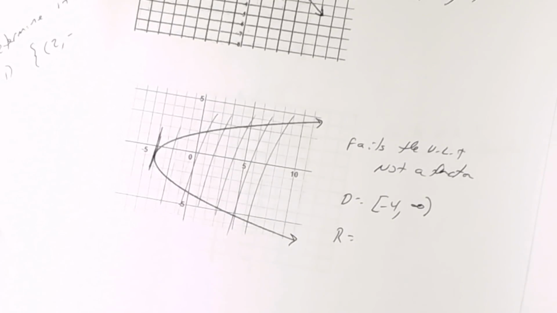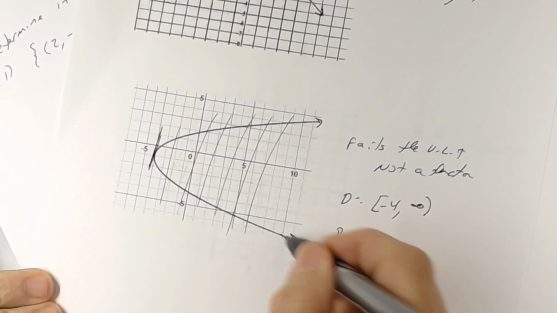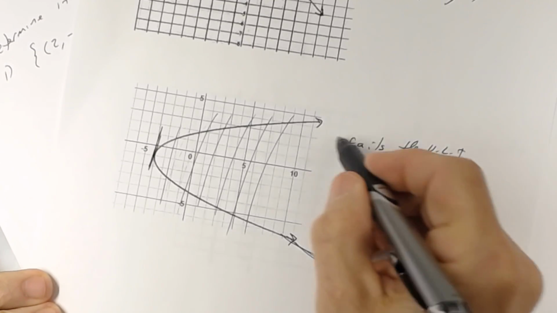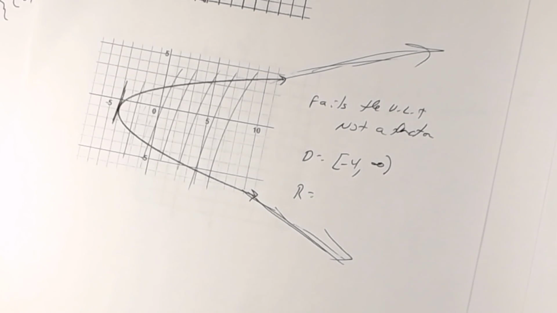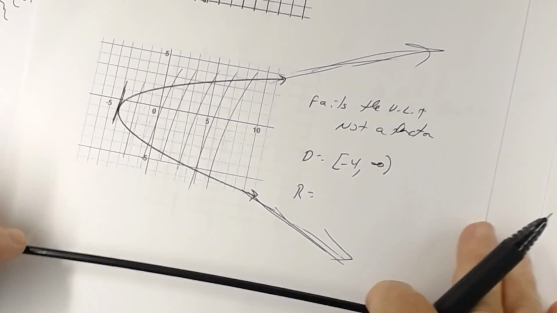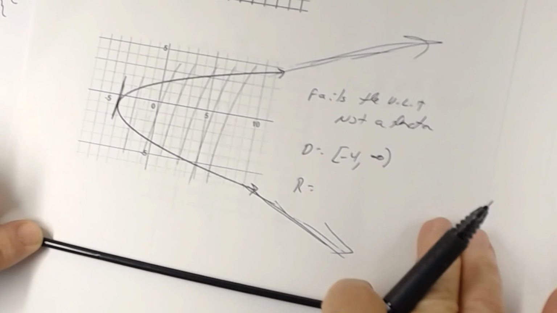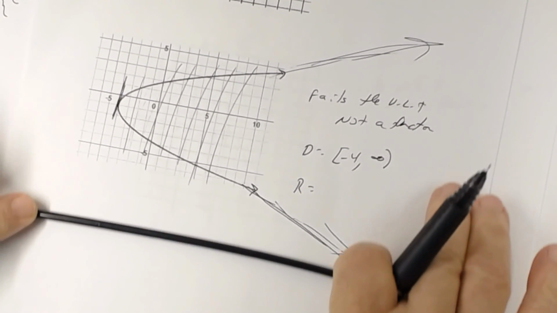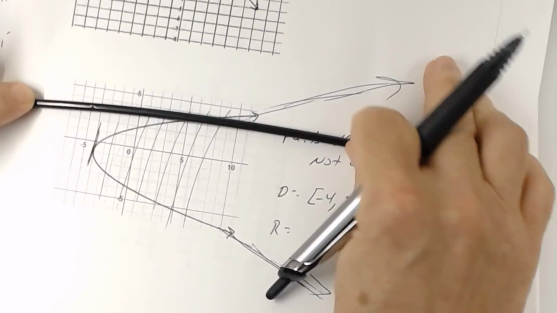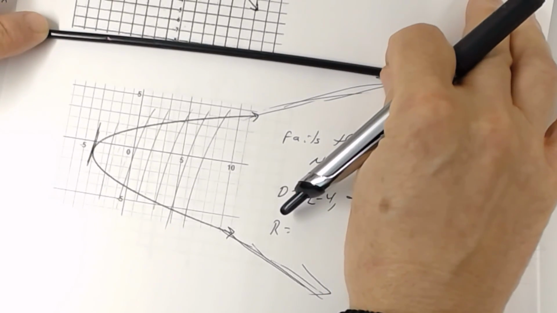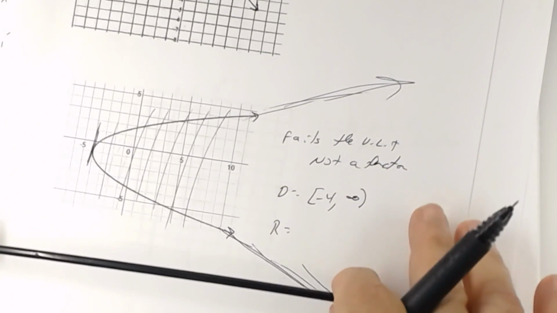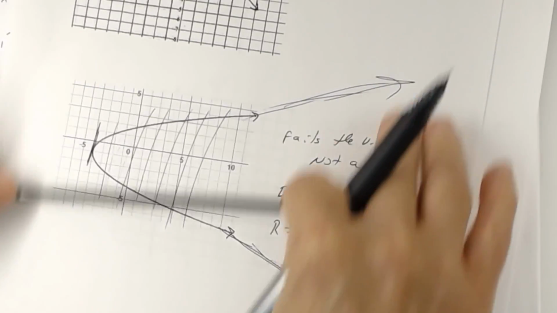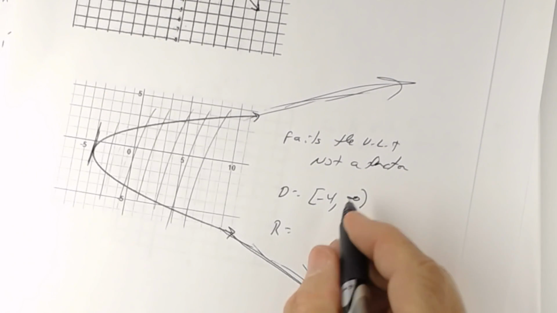Now, the range. The range is kind of that same idea as the previous domains. These are arrows, right? Keeps on going down like this. Keeps on going up like this. So you've got to visualize that. The range, you go from bottom up. Is there a lowest point? No, because of the arrow, right? So you're going from negative infinity. Is there a highest point? Does it stop here? No, it keeps on going up. So what's the range? Negative infinity to positive infinity.